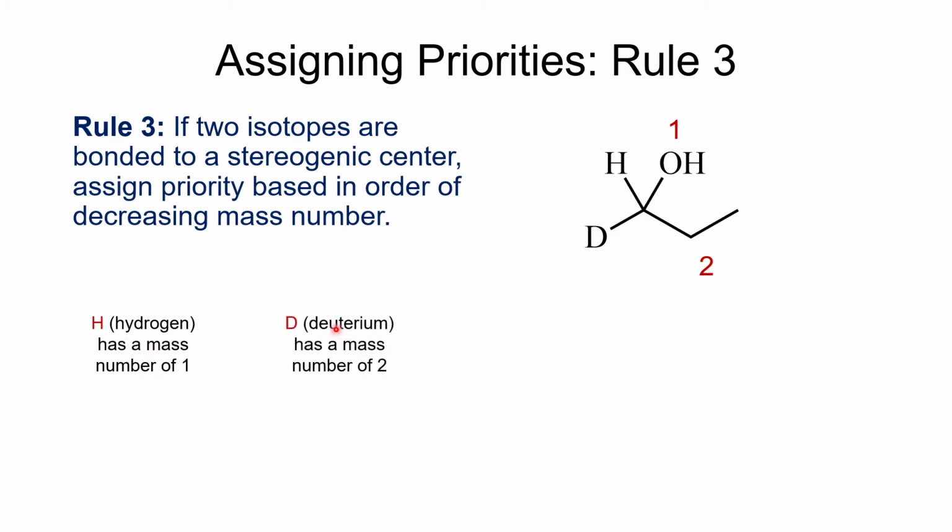But deuterium has 1 proton and 1 neutron, so it has a mass number of 2. So since 2 is bigger than 1, this one will have higher priority, so that'll be 3, and the hydrogen will be atom 4, or priority 4. All right, so that's rule 3.